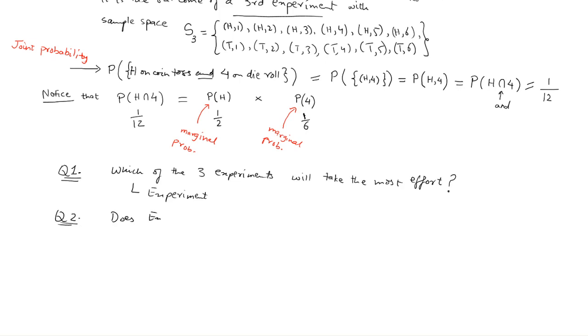Does experiment 1 influence the result of experiment 2 in any way? Does the coin toss influence the die roll? No, sir. They're both independent. Okay, so you're saying no, it doesn't.